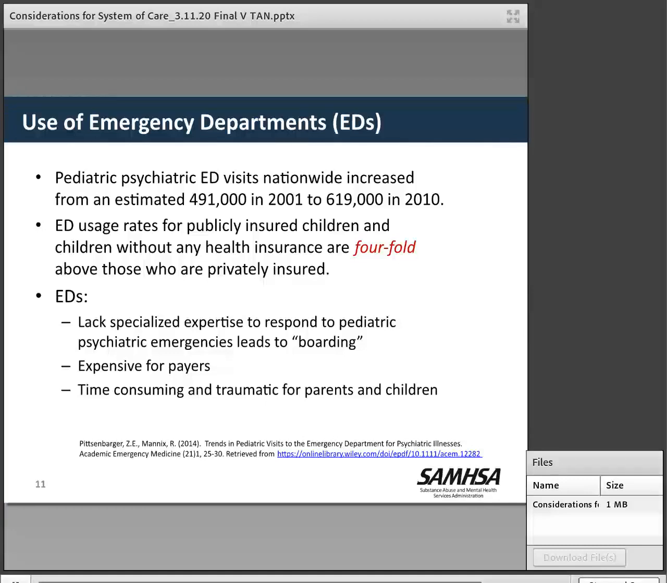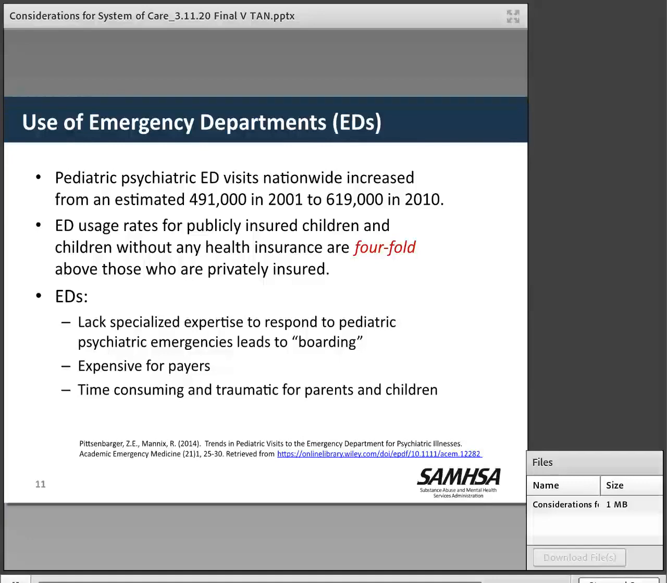The ED usage rates for publicly insured kids and kids without any health insurance are fourfold above those that are privately insured. So when states and communities consider the use of some of these services and supports, they really need to be attentive to the idea that it has to be insurance blind. If you want to bend the curve, you really have to be attentive to who it is that's using those emergency departments and why. And EDs are not the right place to serve children who are in the highest level of crisis or in a crisis period because they generally lack expertise to respond specifically to pediatric psychiatric emergencies.